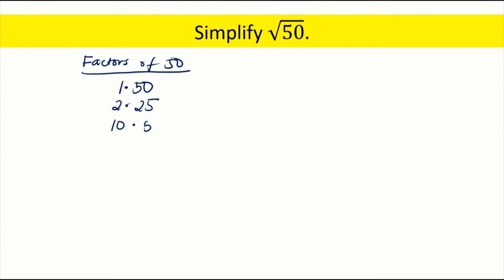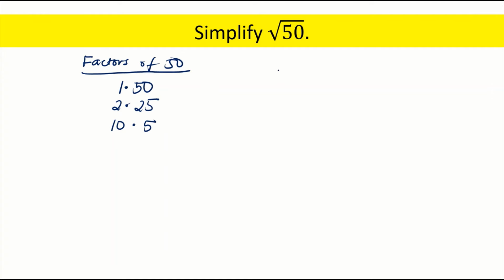Next, let us have square root of 50. Again, in simplifying radicals, we need perfect square numbers. Let us list the factors of 50. What are the factors of 50? We have 1 times 50. Then we have 2 times 25. We have also 10 times 5. Do we still have other factors for 50?